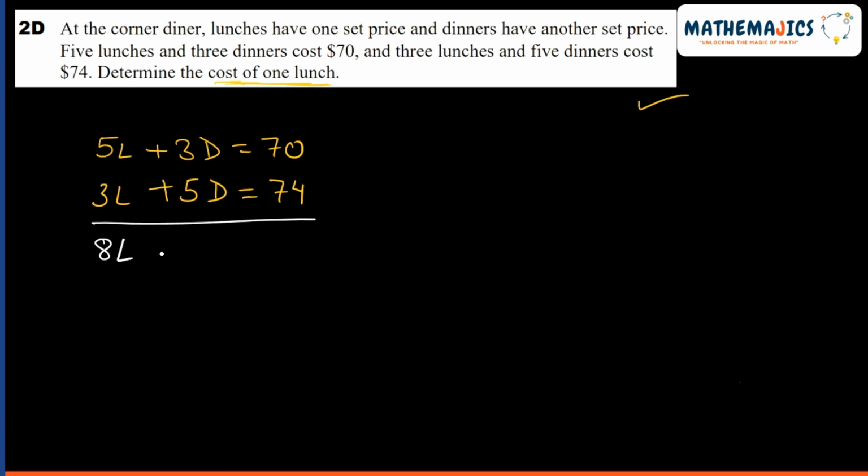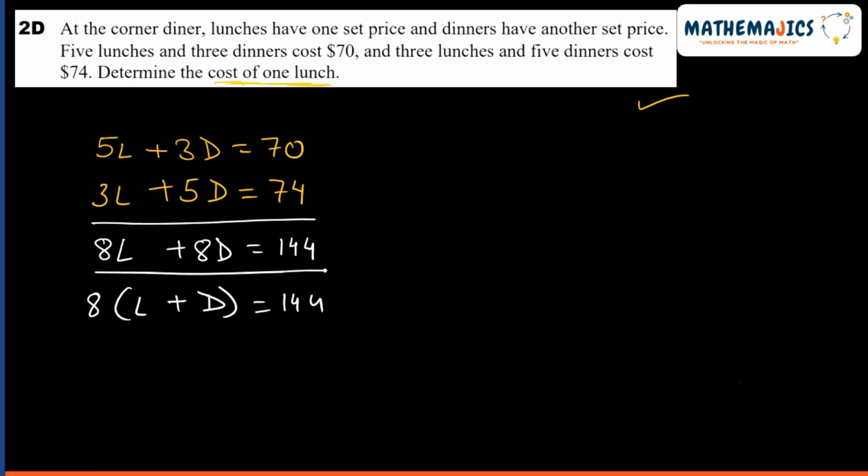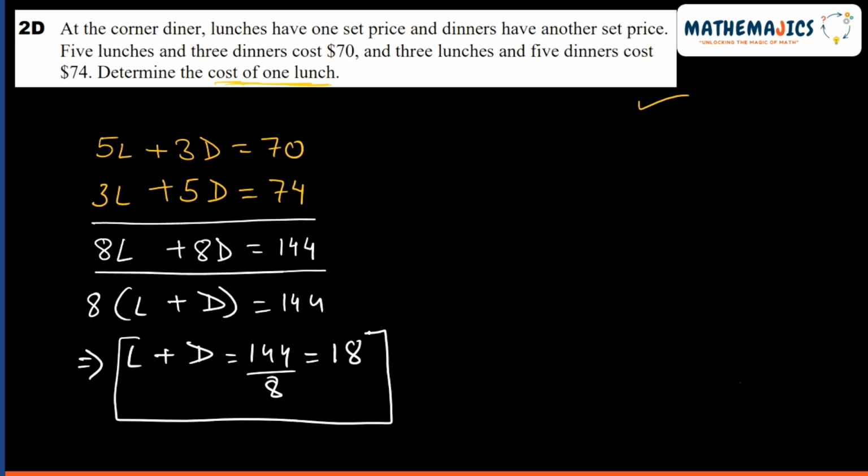We will get 8 lunch sets and 8 dinner sets. This is equal to 144. So 8 lunch sets and 8 dinner sets. Correct. So what will be the cost of one lunch set and one dinner set? Let's find that out. So this is the cost of 8 lunch and 8 dinner. So one lunch plus one dinner set will cost us 144 divided by 8, which is equal to 18. Yes, this is the cost of one lunch and one dinner set.